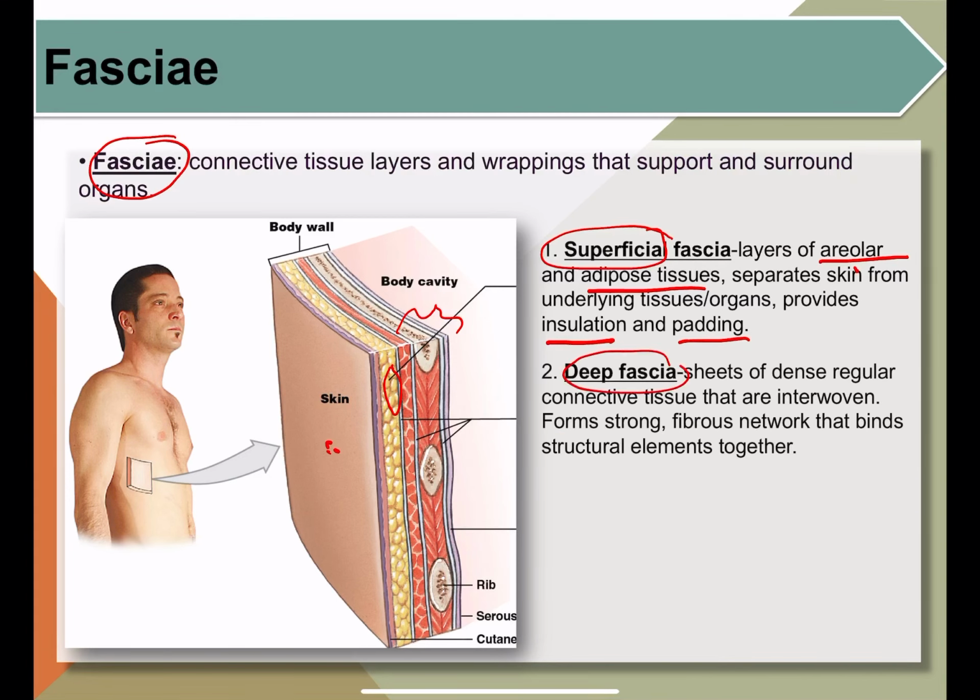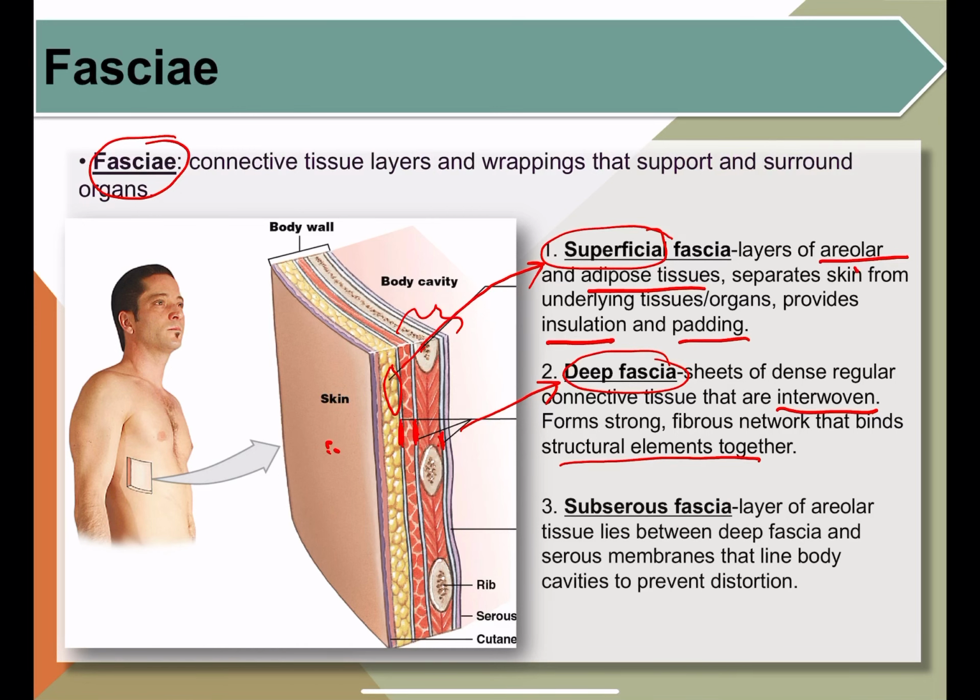Deep fascia are any of these white. You see this white layer here, white layer here, or white layer here. Any of those 3 layers are called the deep fascia, okay? So these lines actually line up with what they are. So deep fascia are sheets of dense, regular connective tissue that are interwoven, and they're what binds those structural elements together, kind of like your basement membrane, if you remember from the epithelial tissue. But now we're talking about between layers of different types of tissue.